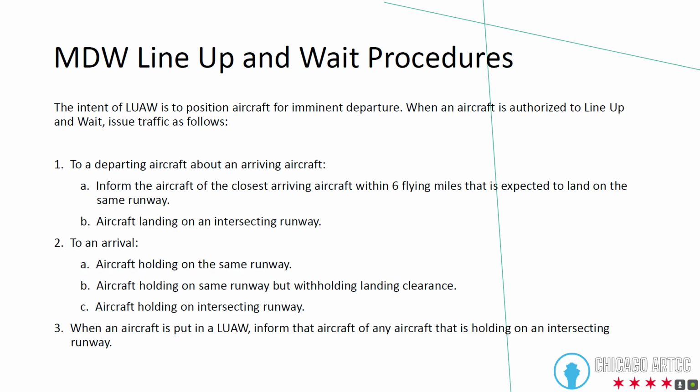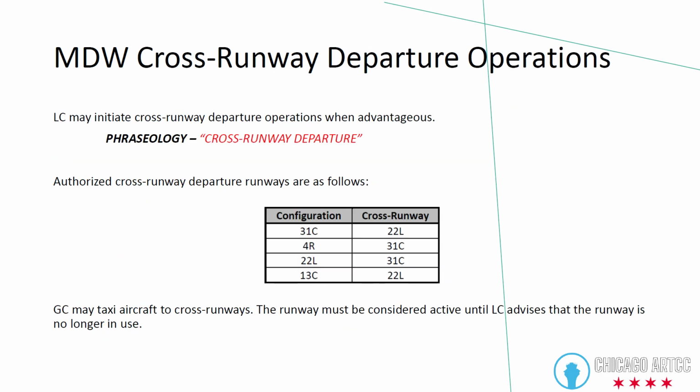To an arrival, inform the aircraft of aircraft holding on the same runway, whether holding for a landing clearance or otherwise, and aircraft holding on an intersecting runway. When an aircraft is put in lineup and wait, inform the aircraft of any aircraft that's holding on an intersecting runway. So your example there might be Southwest 1, runway 4 right, cleared to land, traffic holding in position will depart prior to your arrival. Something like that. You'll get a lot of practice with that in the sweat box.